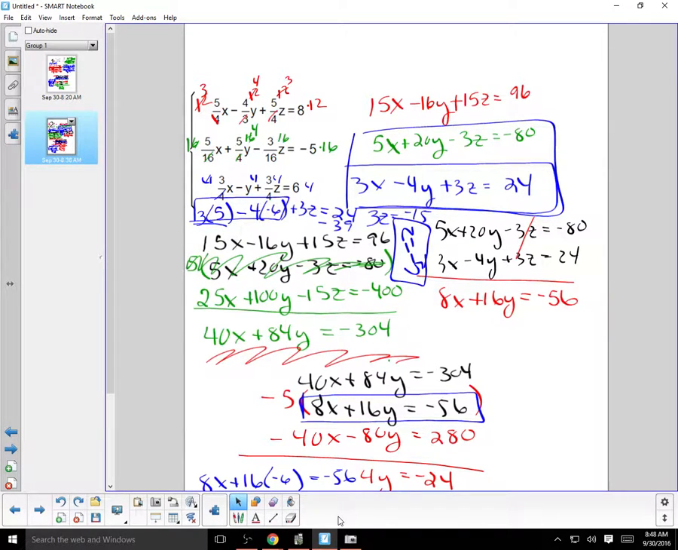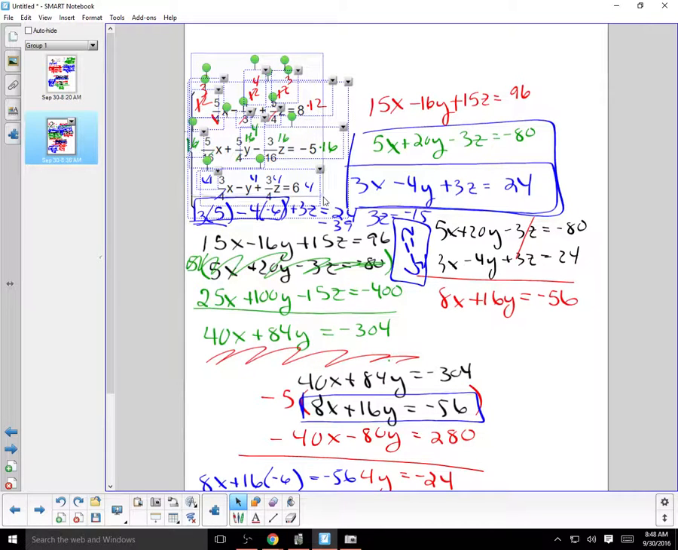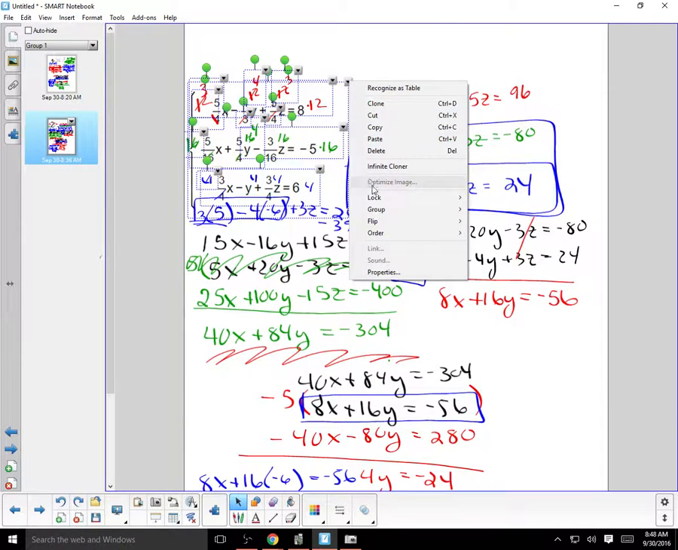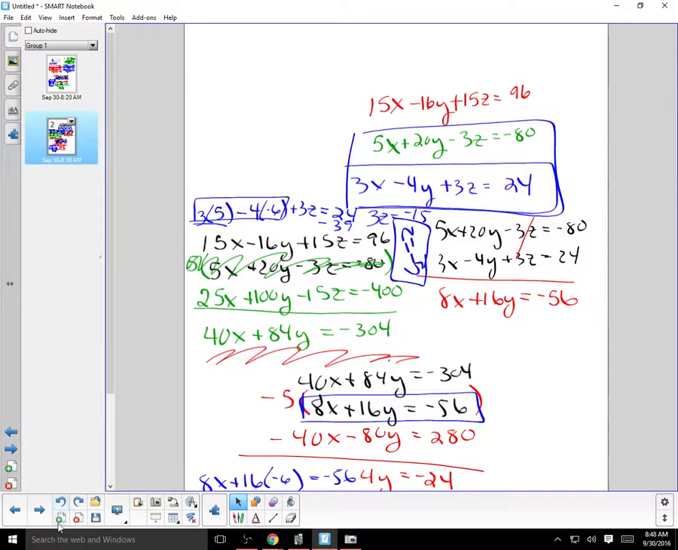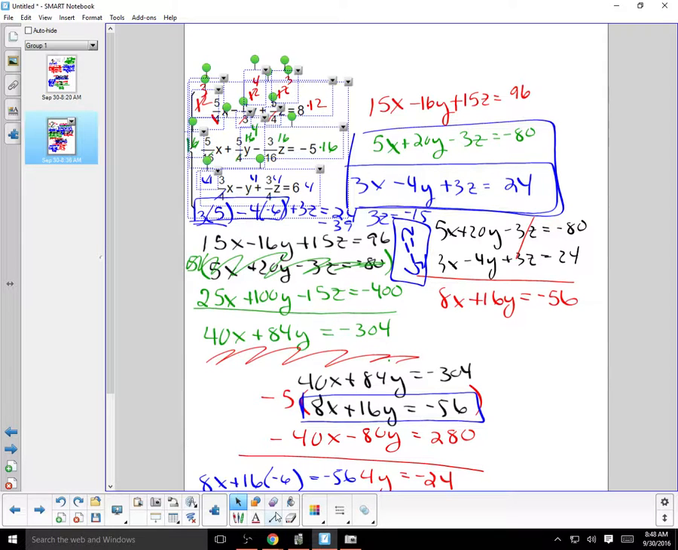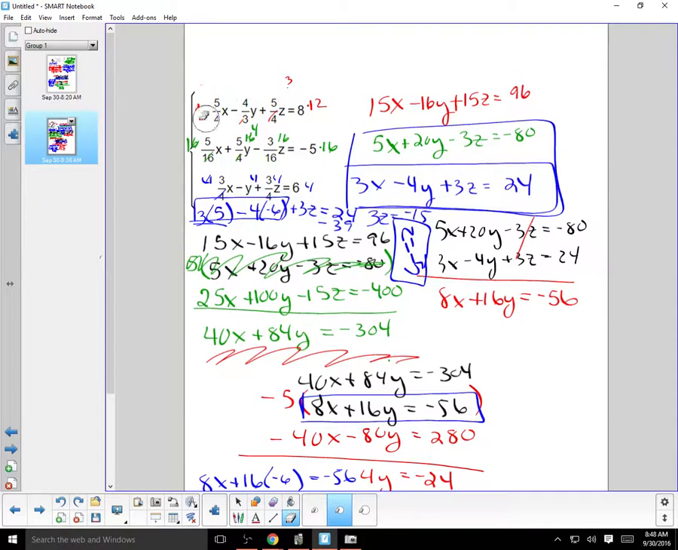You guys want to throw this one in the calculator also? Go for it. I'm going to have to get rid of all this ink though, because I can't see what's under there. Let's see here. Where's delete? Bam. I should just use the eraser.